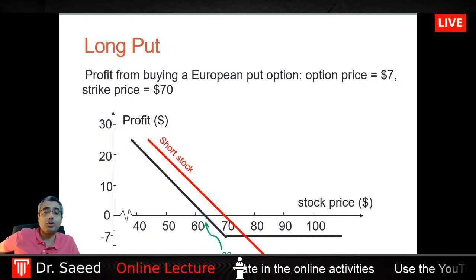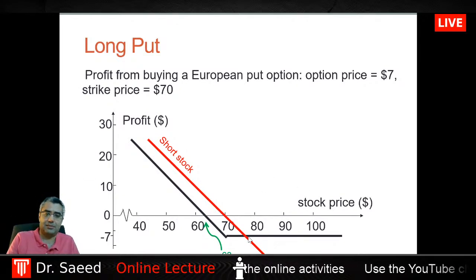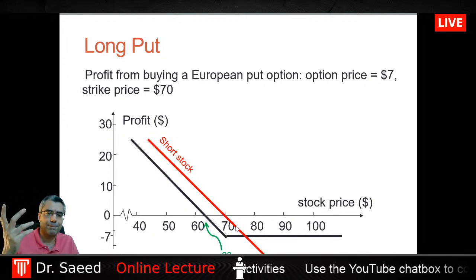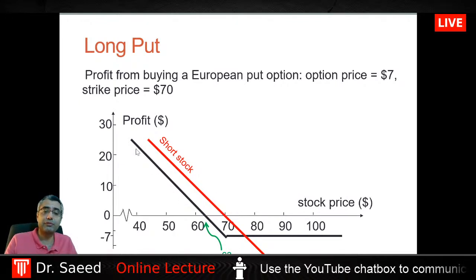But for short stock, your loss is unlimited. If you short stock, you sell stock, your loss can be unlimited because the price of the stock can go up, up, up, but you expected the price to go down. So there's no limit on your loss. But if you long put instead of short stock, your loss is limited to the premium you paid, 7 ringgit per share.